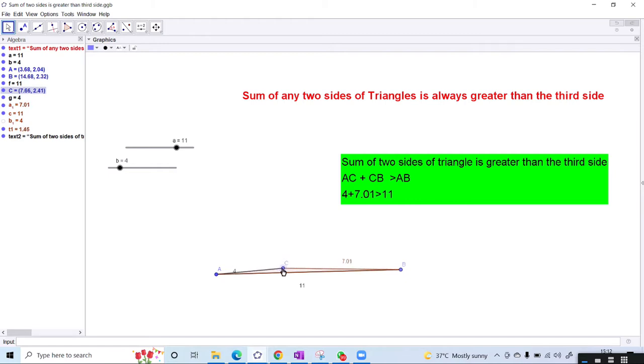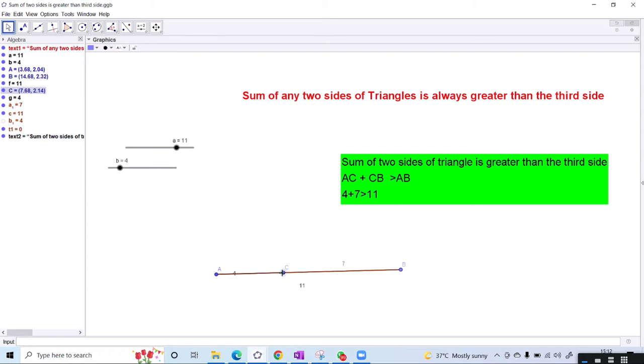Very close, but still greater. Yes. But what do you observe now? Now it's equal. So what do you see? But now it's no more a triangle, it's a line. Exactly. This is what the information is.